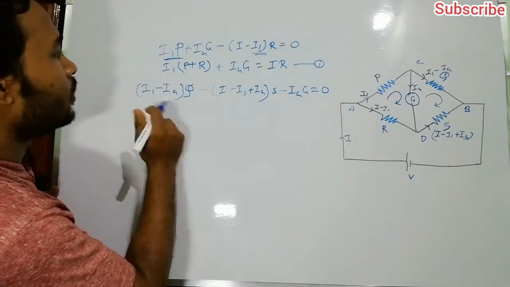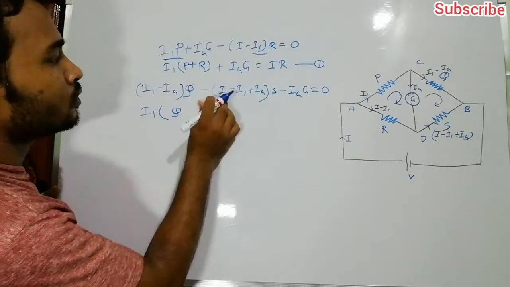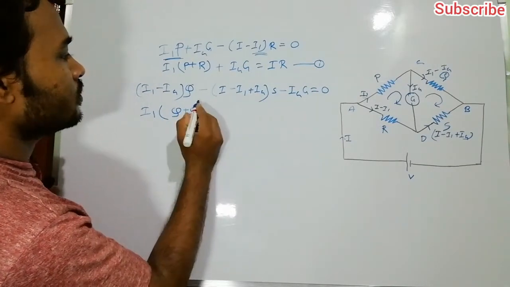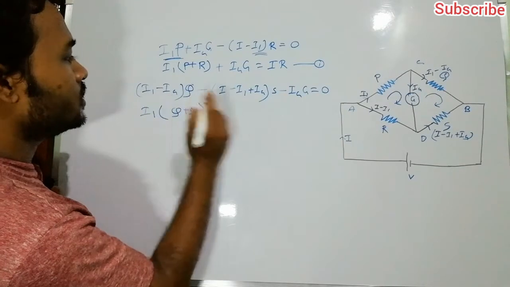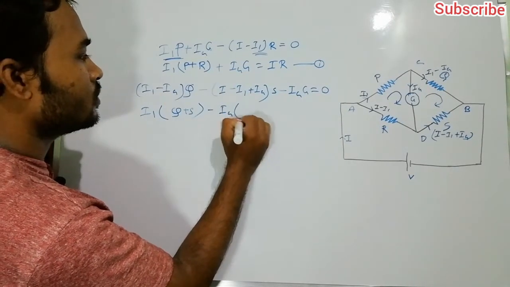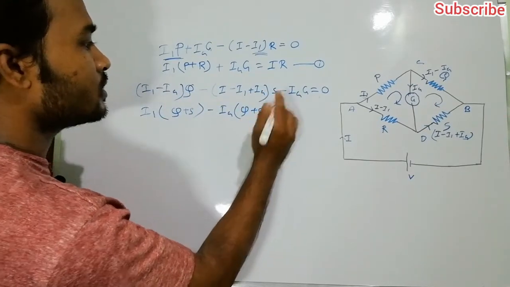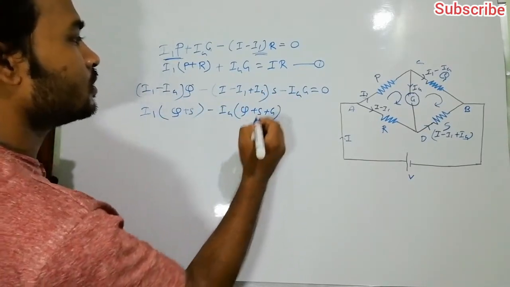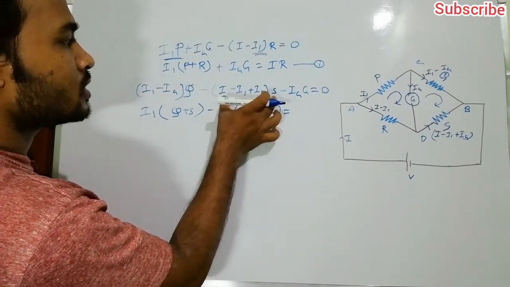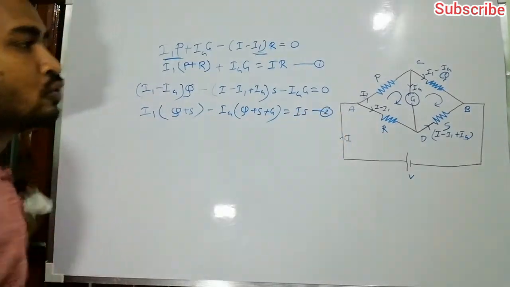So again we can write I1 into (Q plus S) minus Ig into (Q plus S plus G) is equal to I into S. This is I into S. This is our equation 2.